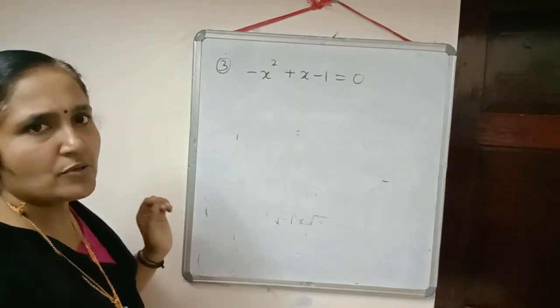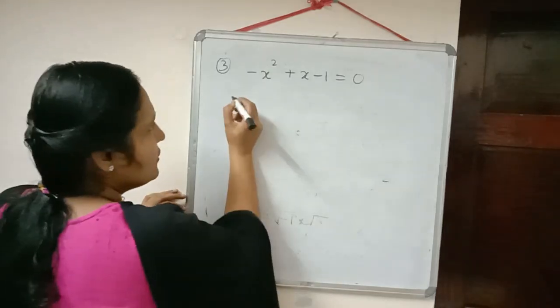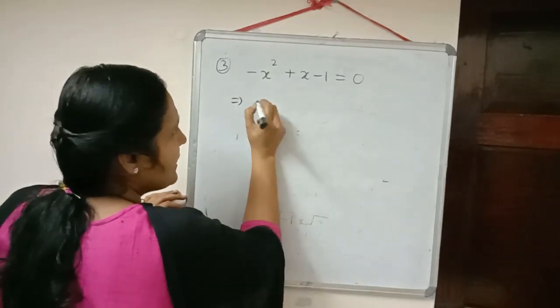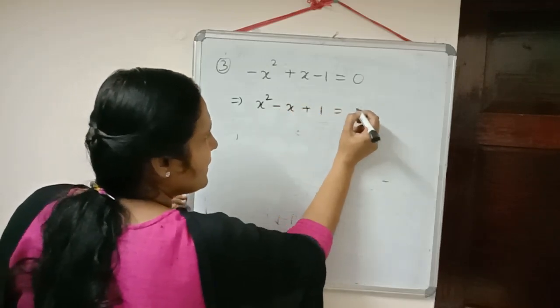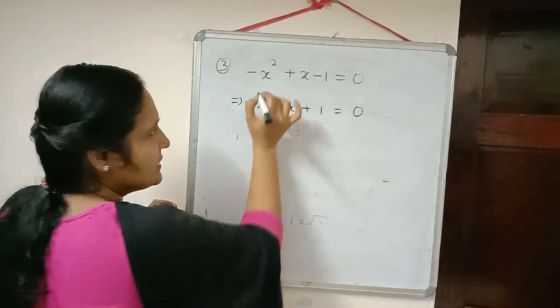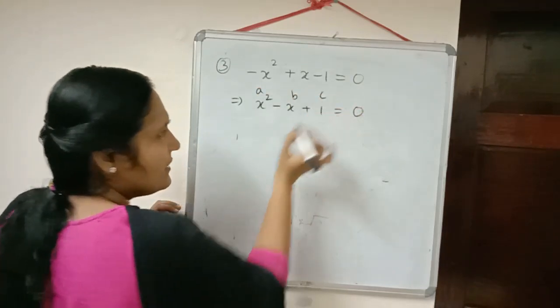Yes, by multiplying throughout by negative sign. So if we multiply by negative sign, x square minus x plus 1 is equal to 0 will come. So this is the value of a, b and c.